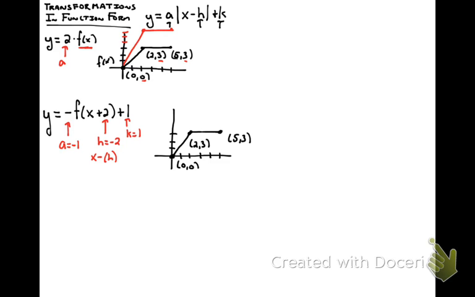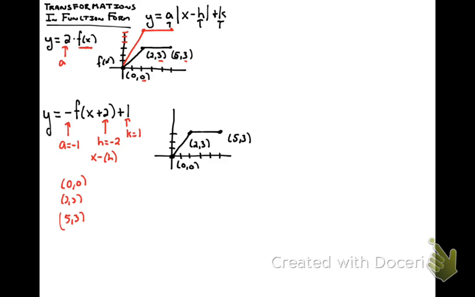Now, because a is negative, that means we've got a reflection across the x-axis, where it's going down, and all the y values are going to be multiplied by negative 1. On top of that, we've got a horizontal shift of 2 to the left and a vertical shift of 1 up. So we'll do this step by step. First, we start with my points 0, 0, 2, 3, and 5, 3.